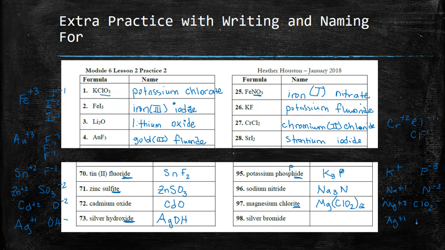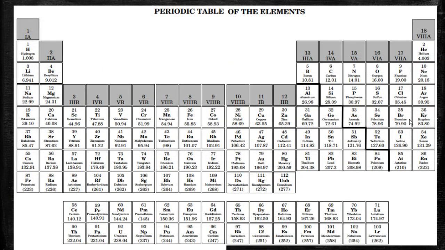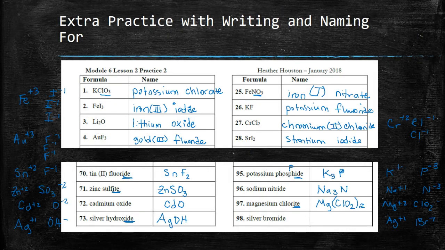Last but not least is silver bromide. You were asked to memorize the silver. The bromide is a -1. It's in group 7, which means it'll gain 1 more since it's a nonmetal. Okay, they balance each other out, so we have AgBr.